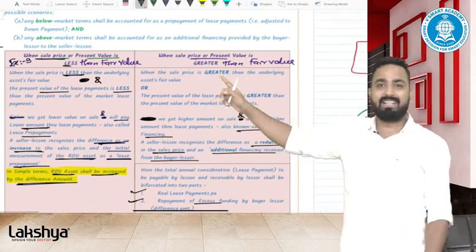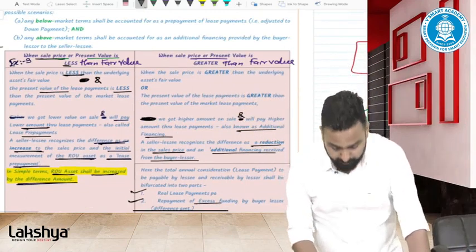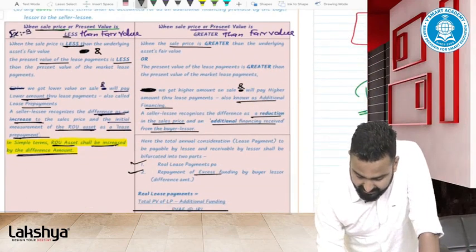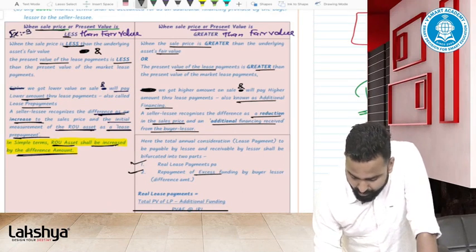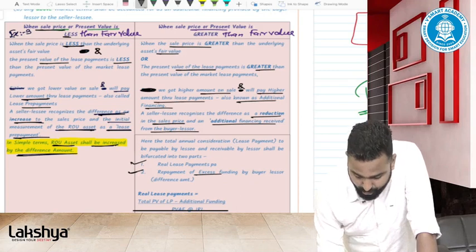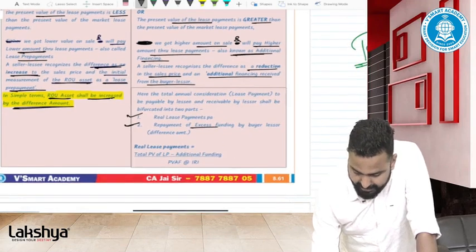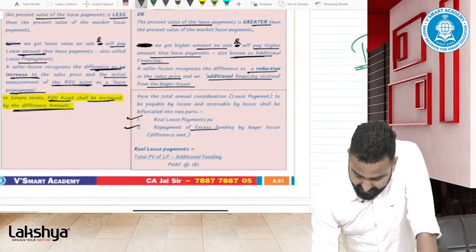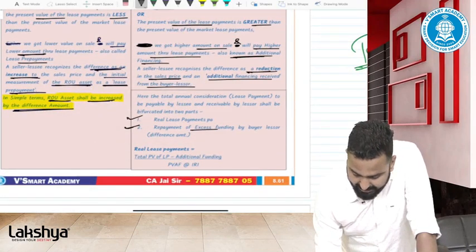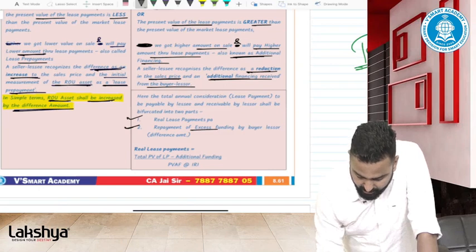Here, when the sale price is higher than the fair value, when the sale price is greater than the underlying asset's fair value or the present value of lease payment is greater, we got a higher amount on sale and will pay a higher amount through lease payment, also known as additional financing. A seller recognizes the difference as a reduction in the sale price and an additional financing.